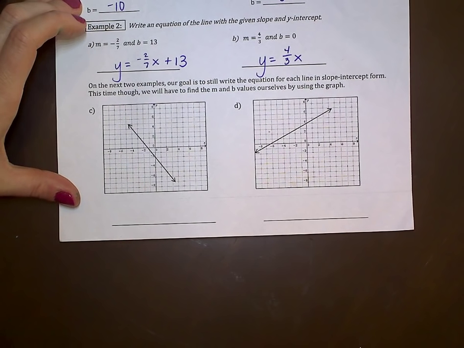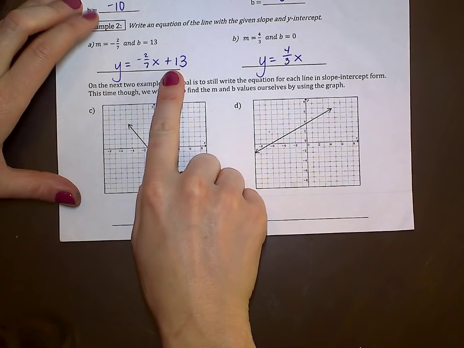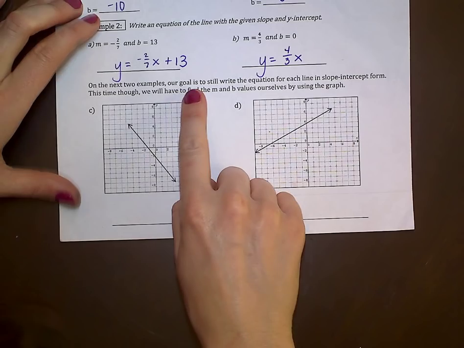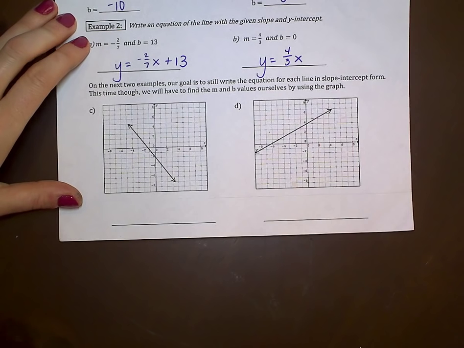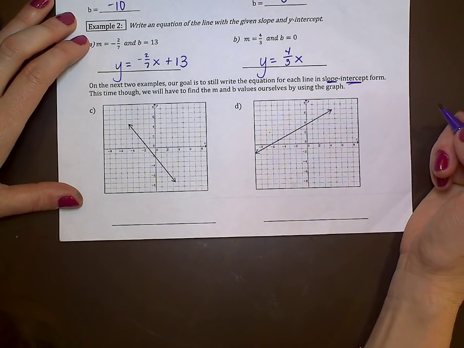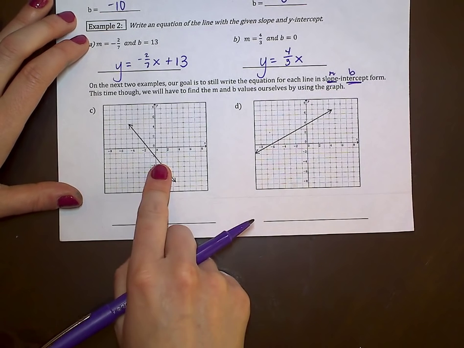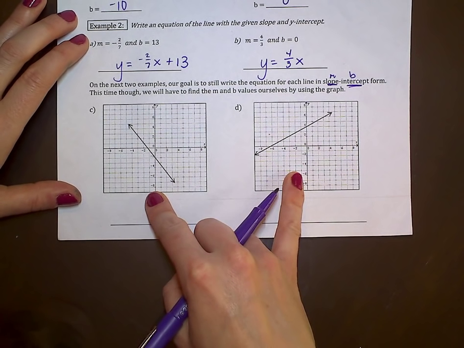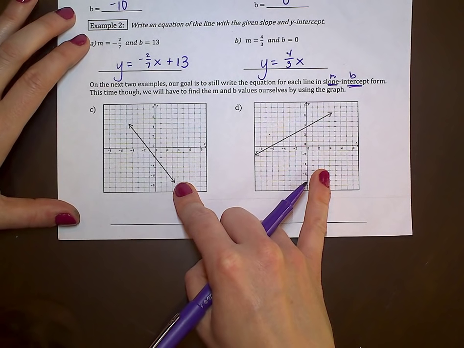Example C and D, we're doing the same thing. I want to write the equation, but this time they didn't make it easy for me, okay? Again, the goal is still the same. I want to write it in slope-intercept, so I need to find those two things. I need to find the slope and the y-intercept, the m and the b. But I am going to have to figure all of that information out for myself by looking at the graph of the line. Okay, so the first thing you want to do is find the y-intercept.